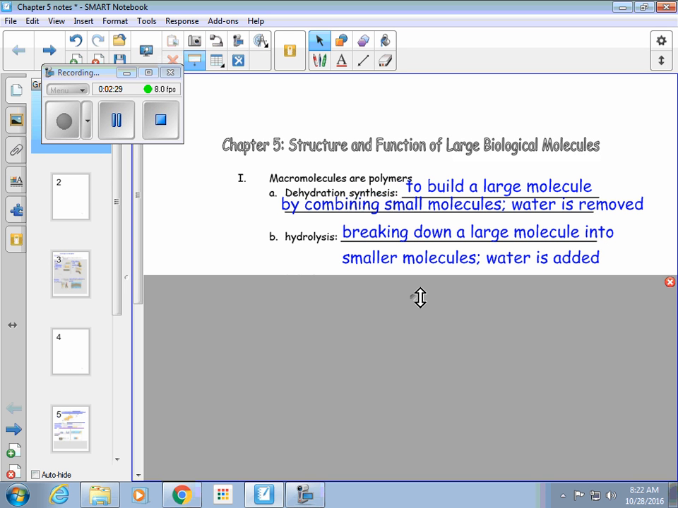Other things about this, for both of these processes, enzymes are required. These things cannot happen without the help of enzymes.